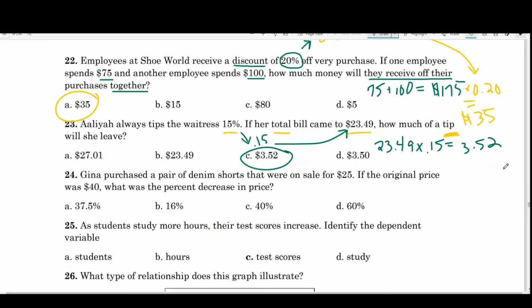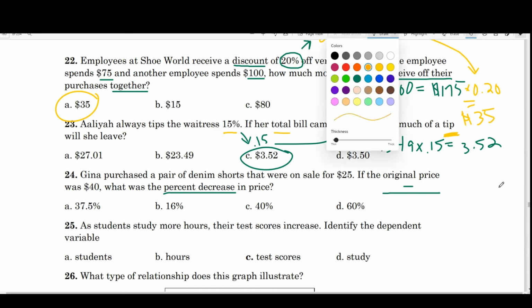Number 24 says, Gina purchased a pair of denim shorts that were on sale for $25. If the original price was $40, what was the percent decrease in price? So it says percent decrease. So anytime we do percent change, we always do our same setup. We'll create a fraction, subtract the values up top, and divide by the original value. So I know that we have 40 and 25.